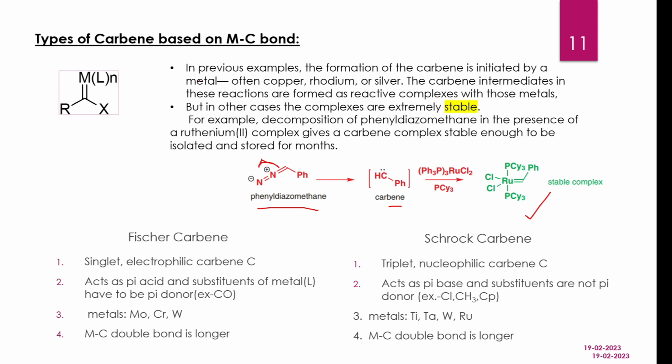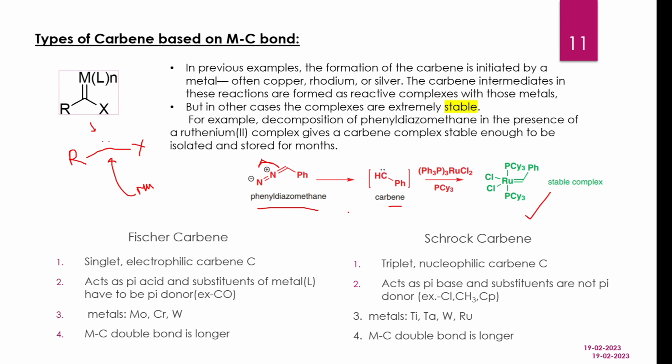What they are saying is that the carbene generated here, after this metal elimination, is singlet and electrophilic. The nucleophile will attack here. But in the case of Schrock carbene, this carbene is triplet, and as it is triplet, it is nucleophilic because it acts as a free radical.